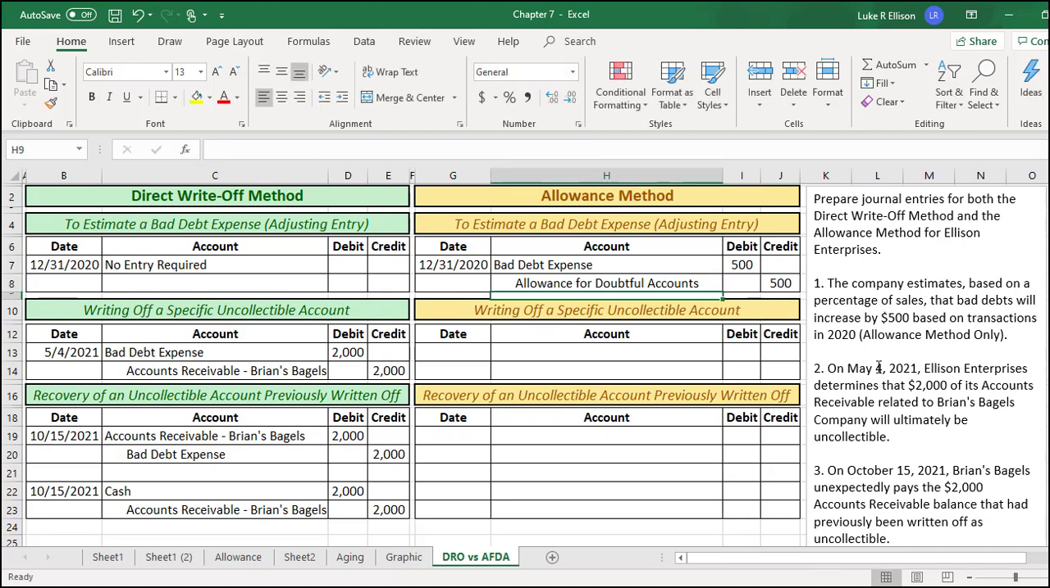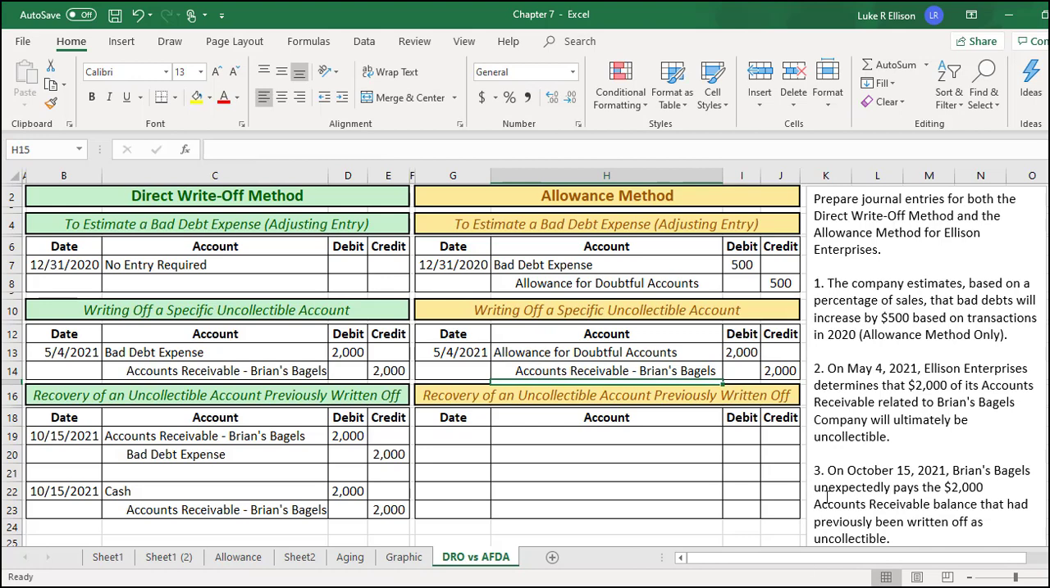Next, number 2 says that on May 4, 2021, Ellison Enterprises determines that $2,000 of its accounts receivable related to Brian's Bagels Company will ultimately be uncollectible. So now, when the company determines that an account is uncollectible, we're not going to use bad debt expense. Instead, we're going to be using the allowance for doubtful accounts. So we have the same date, and we're going to use allowance for doubtful accounts for the $2,000. And then, of course, we still need to decrease the balance of accounts receivable related to Brian's Bagels, so we can credit that for $2,000.